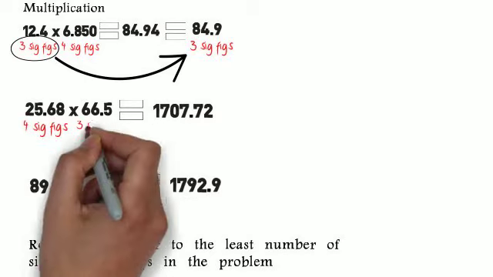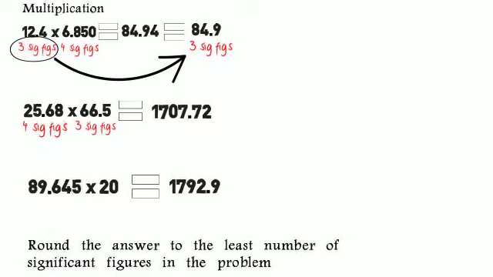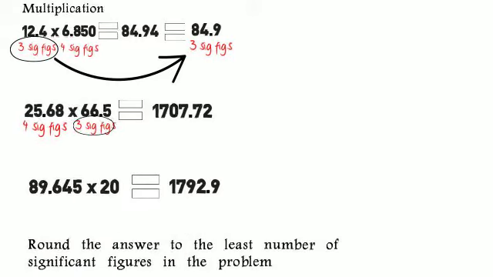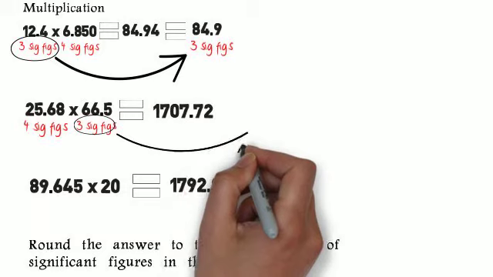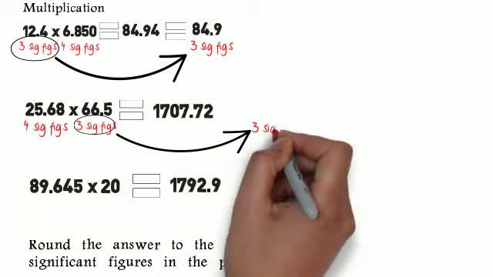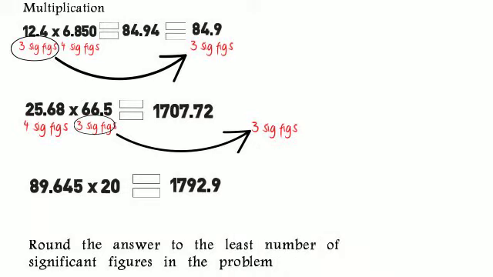We have four significant figures in 25.68. Three significant figures in 66.5. 3 is less than 4, so we're going to round our answer 1707.72 to three significant figures, and that will be 1,710 with three significant figures.